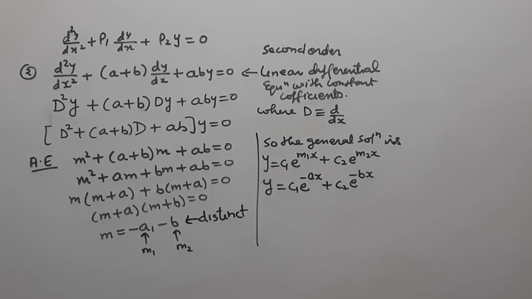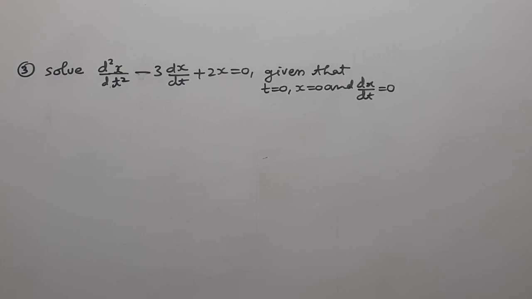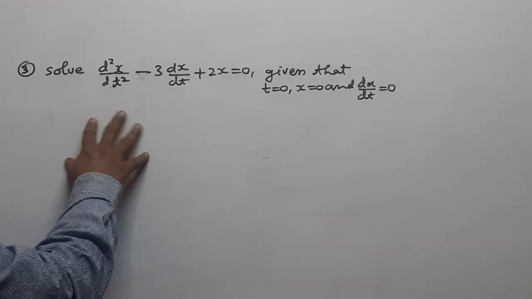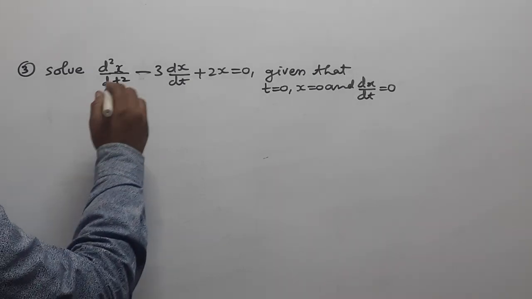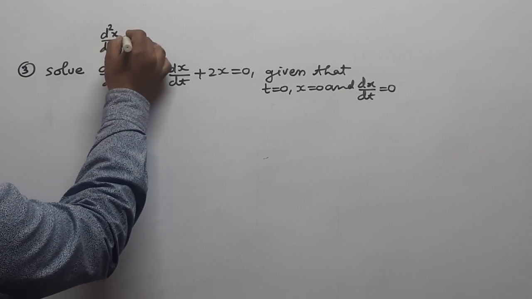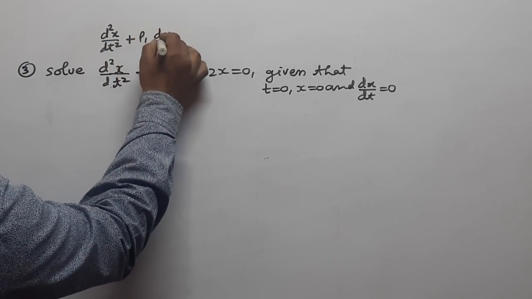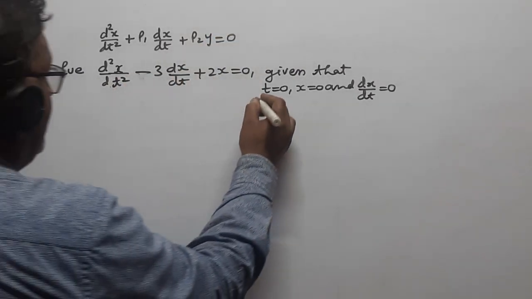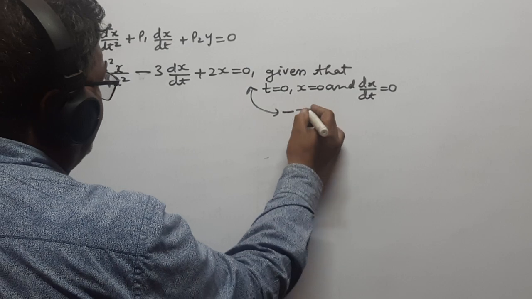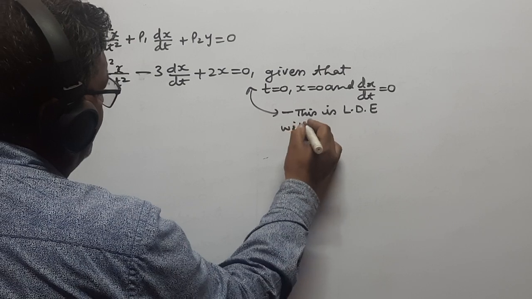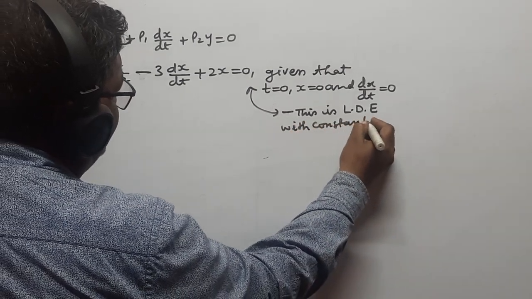Now we take the third example. Here we have to solve this differential equation. And we know that this is the second order linear differential equation with constant coefficients. This can be written as d2x by dt2 plus p1 dx upon dt plus p2x is equal to 0. This is a linear differential equation with constant coefficients.